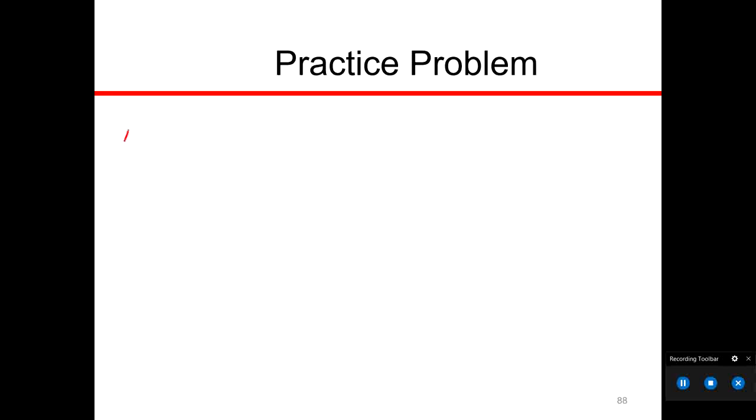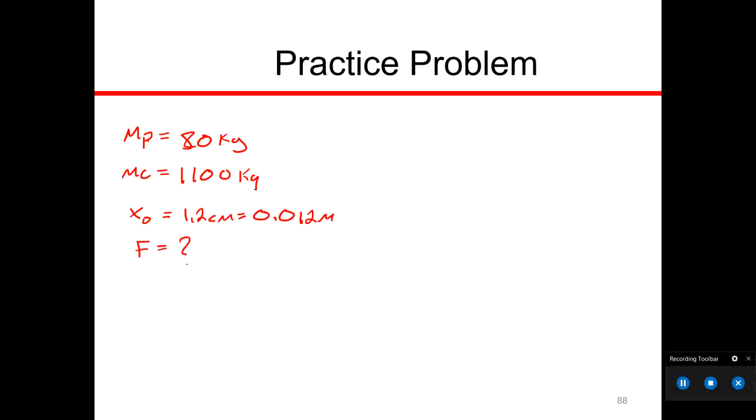Okay, so let's take all of our information. We have the mass of the person is 80 kilograms. The mass of the car is 1,100 kilograms. We know that the distance that the person made it move to its new equilibrium position is 1.2 centimeters, but we have to convert that to meters. And we're looking for, in the end, what is the frequency?